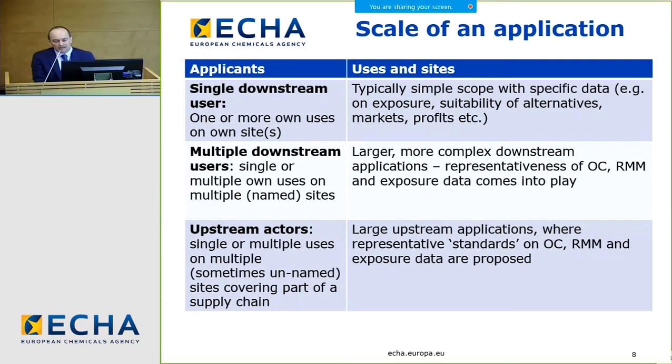And then the last type of application is the one made by upstream actors. Most of the time they cover multiple downstream users, from 20 to several hundreds, sometimes several thousands, I would say. And you don't have specific data per site, of course. So we call them large upstream applications, and sometimes applicants take the representative standards approach to describe the OCs and RMMs. And this is at the moment the most complicated application to deal with.